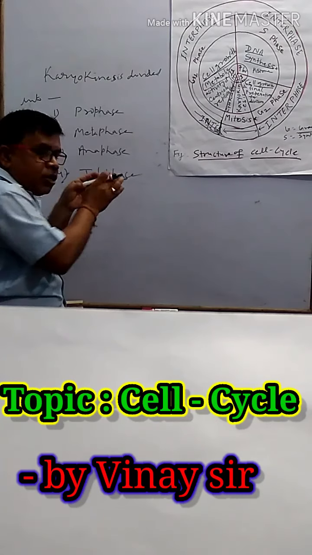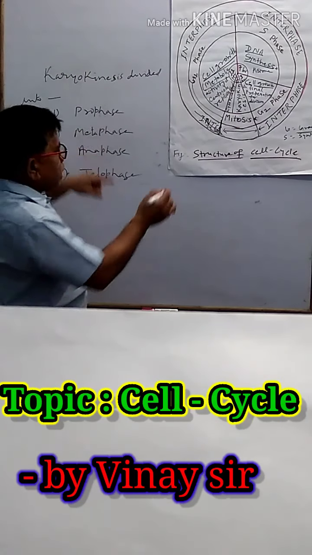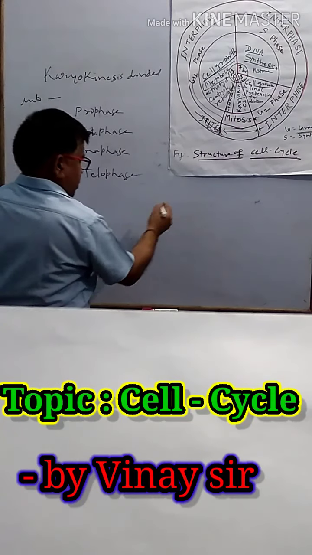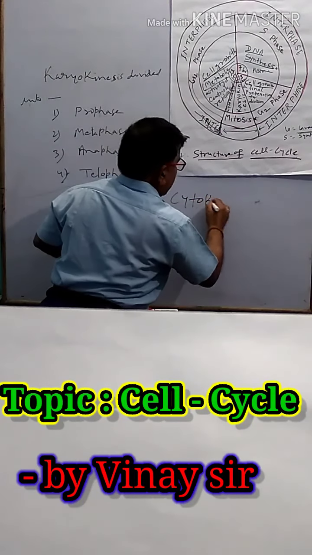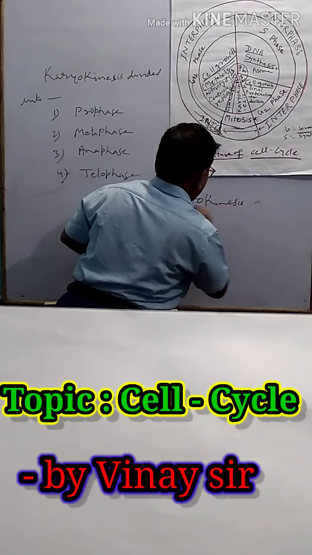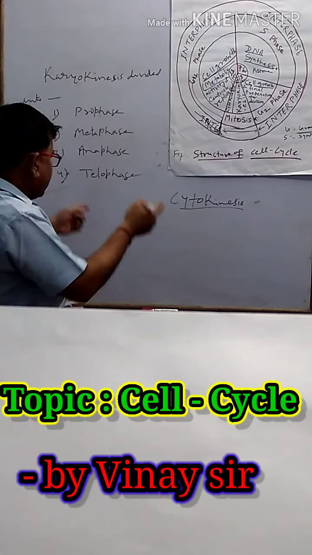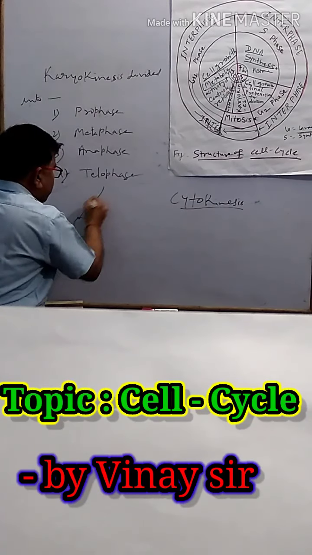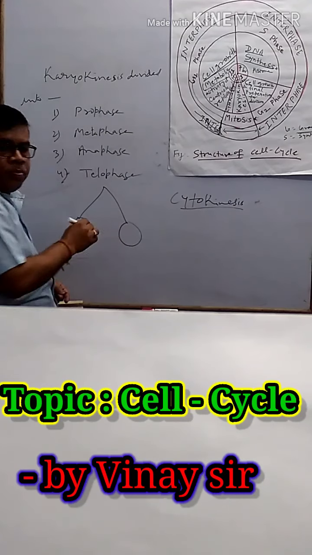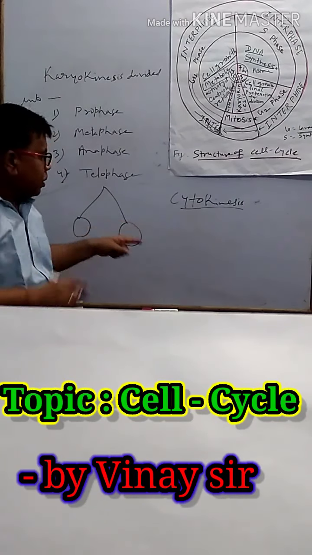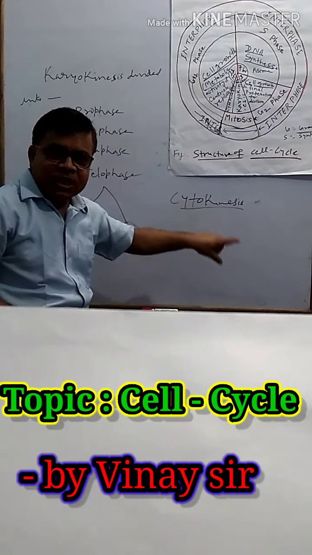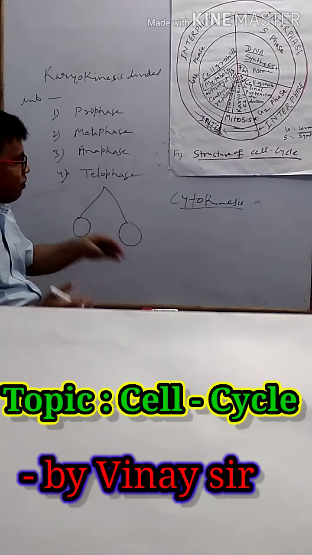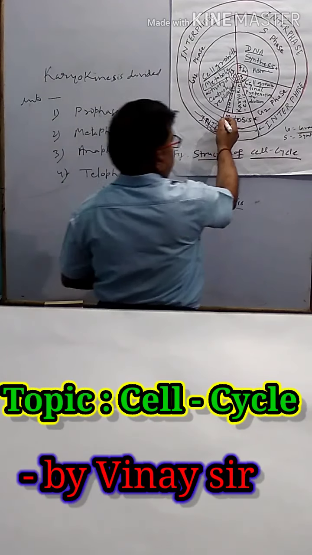During the telophase, cytokinesis is also found. After the telophase, when two daughter cells form, the cytoplasm divides into two daughter cells. And that phase is the mitosis.